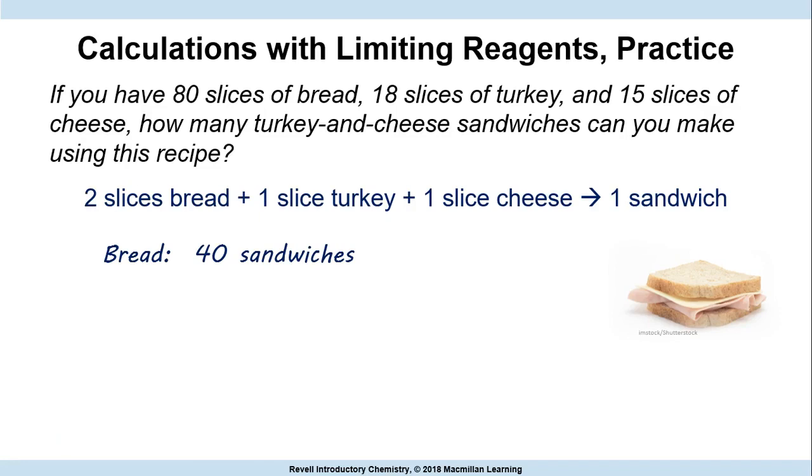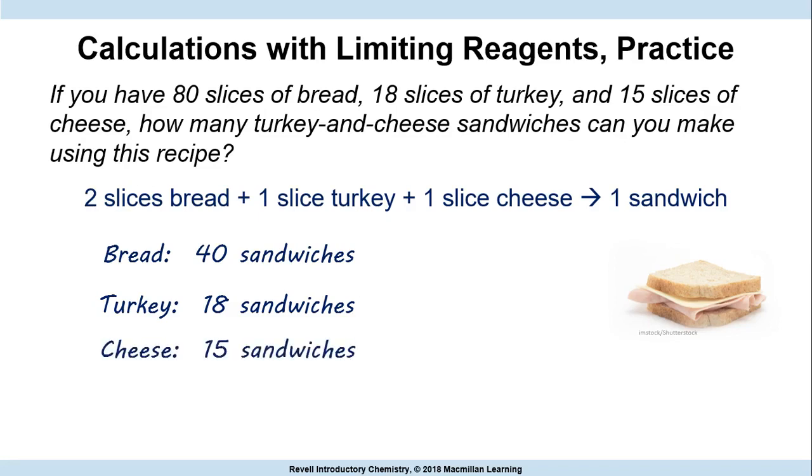We also know that 1 slice of turkey is used to give us 1 sandwich, which means that our 18 slices of turkey will give us 18 sandwiches. We also know that 1 slice of cheese is used to give us 1 sandwich, which means that our 15 slices of cheese will give us 15 sandwiches. So now, what will limit the number of sandwiches that we can make?